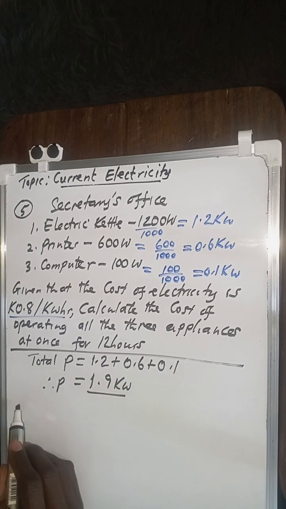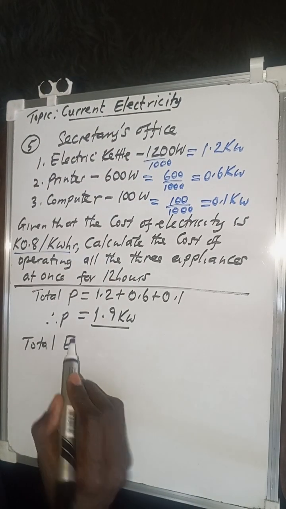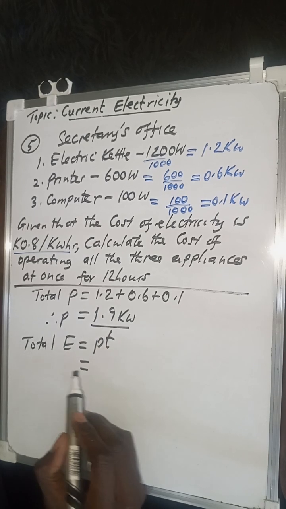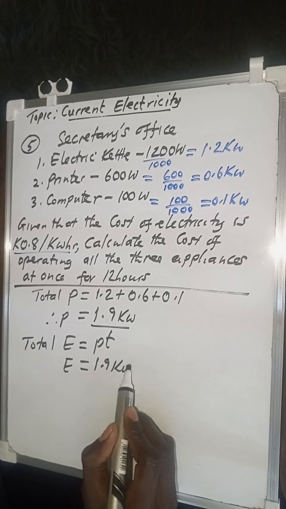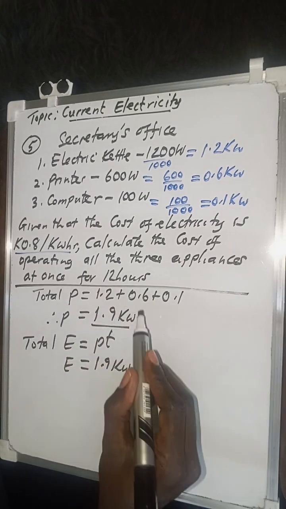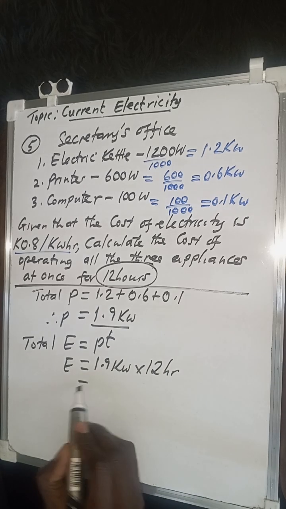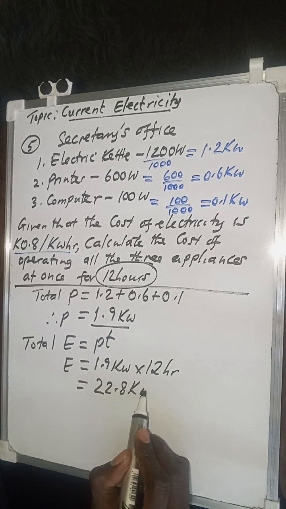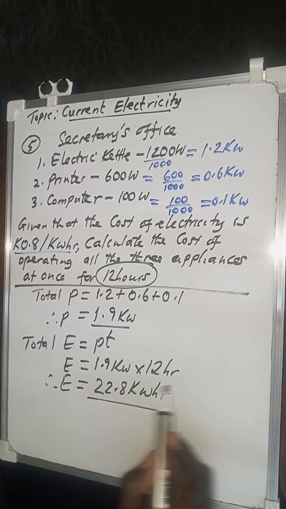So once you get the total power, you need now to know what is the total energy that was used. Total energy will be the total power times the time. So the total energy will be, what's the total power? It's 1.9 kilowatt. And remember, for how long were these used? They told us for 12 hours. So multiply by 12 hours. So when you multiply, you are going to have 22.8 kilowatt hour. So that was the energy that was consumed.